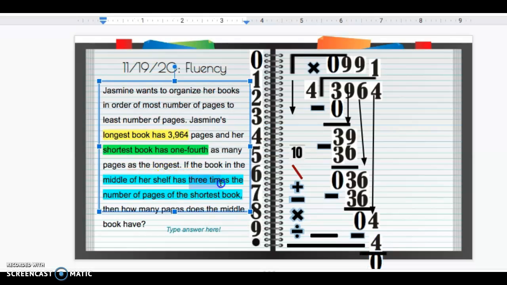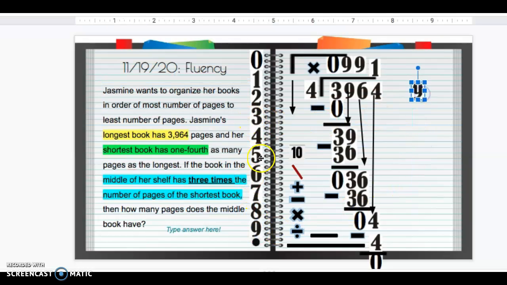3 times that many pages. So if it has 3 times the number of pages as my shortest book, that means I need to multiply my shortest book by 3. So I need to do 991 times 3. So I have to times it by 3.